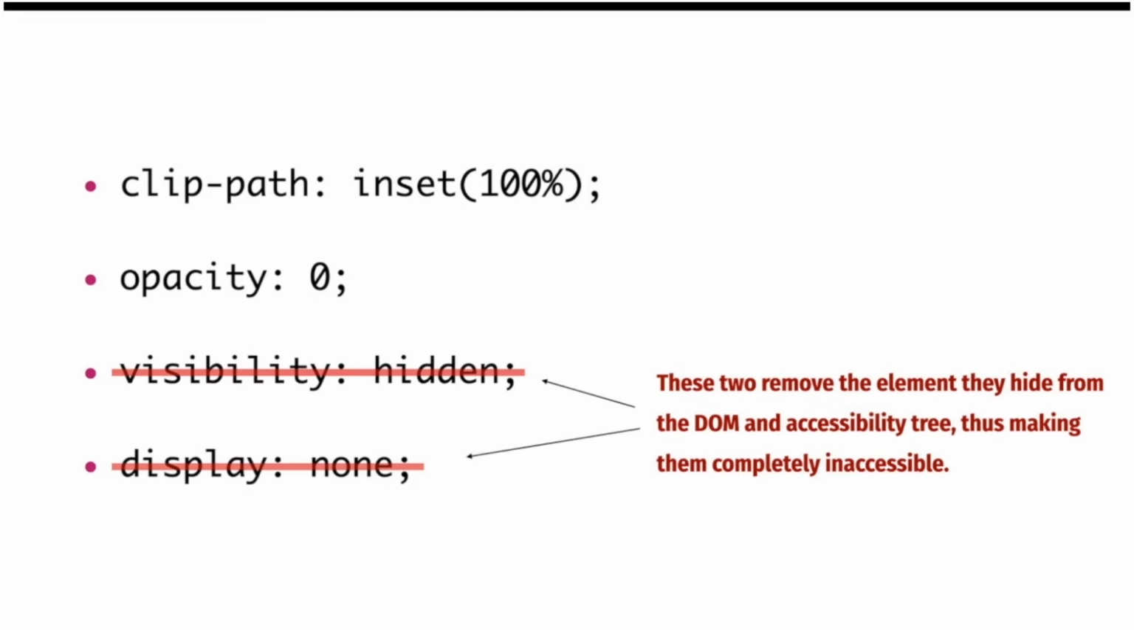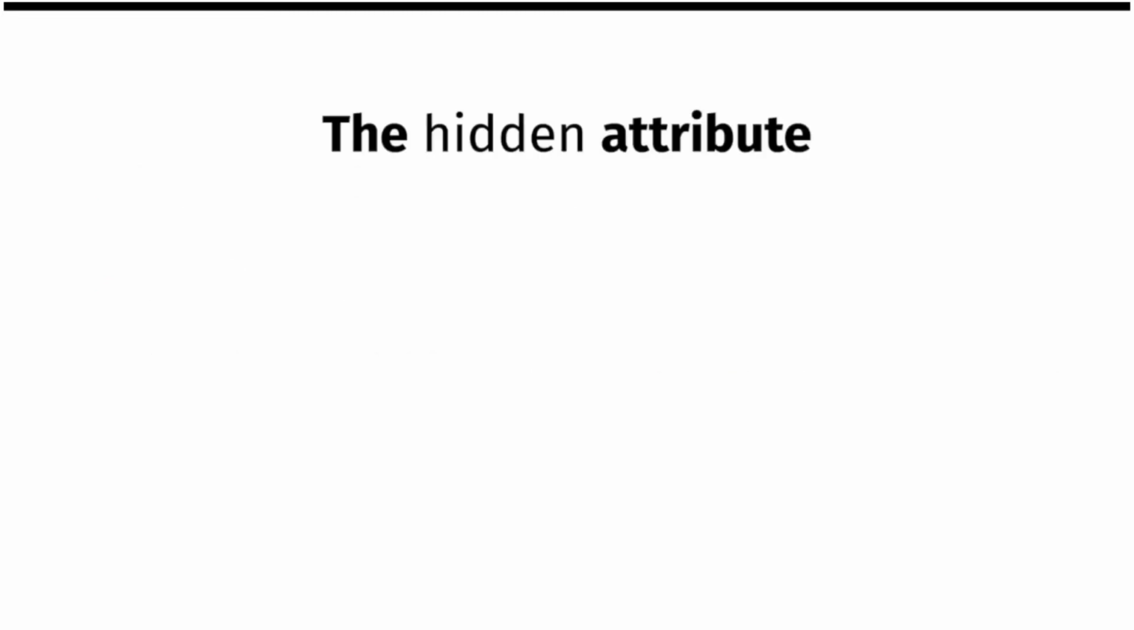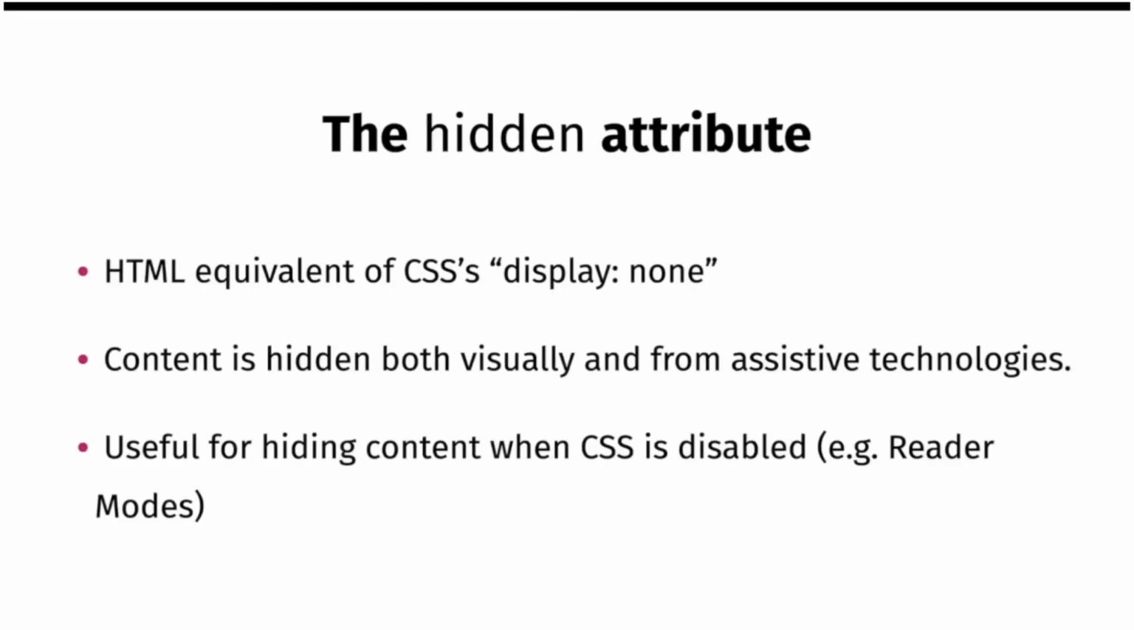In addition to the CSS properties, we have HTML attributes that can be used to hide content visually and from screen readers. The first attribute is the hidden attribute. It is the HTML equivalent of CSS's display none. So the content is hidden both visually and from assistive technologies. And it's useful for hiding content when CSS is disabled, such as reader modes.